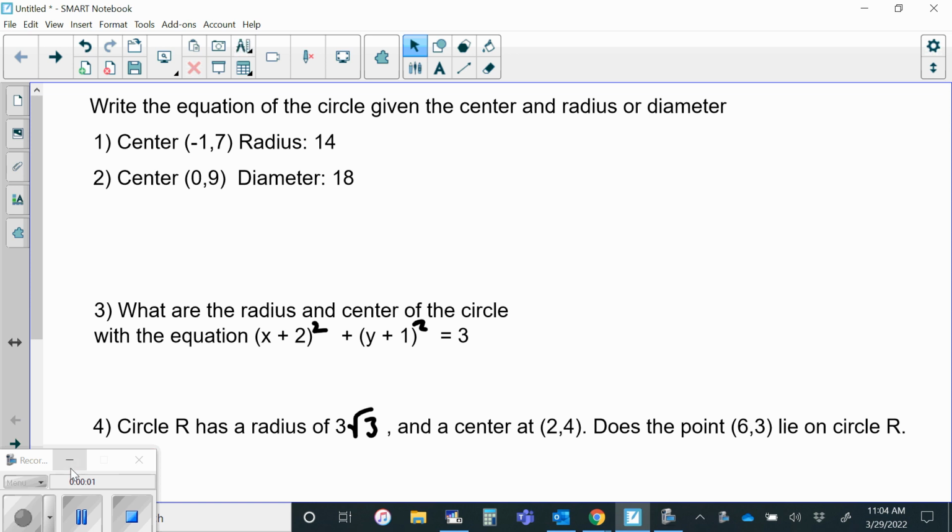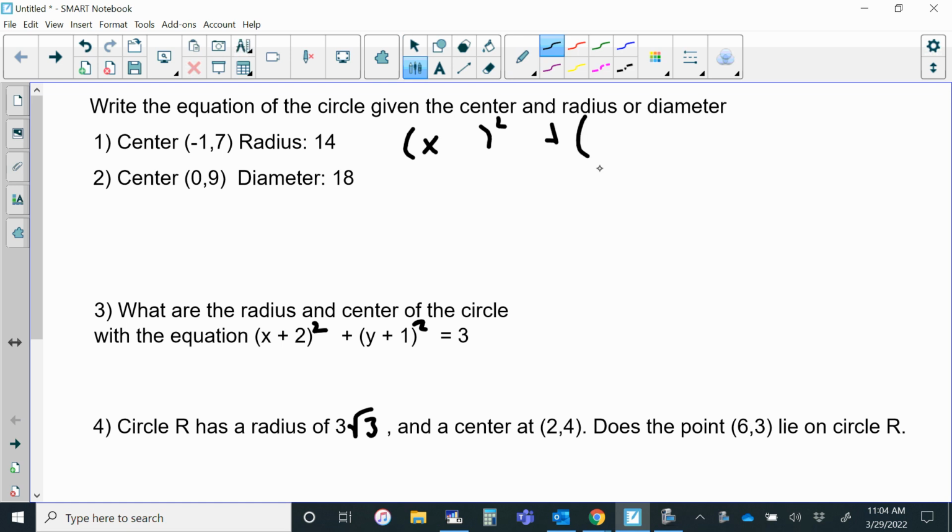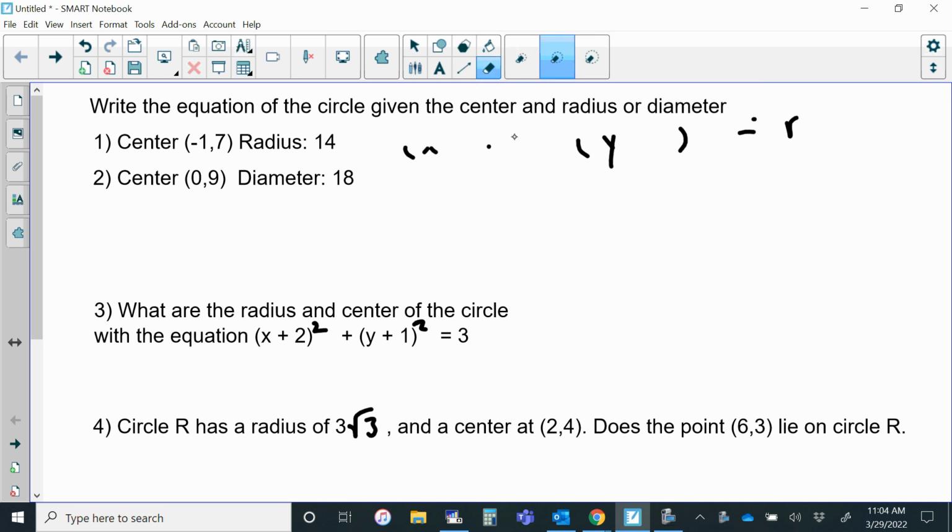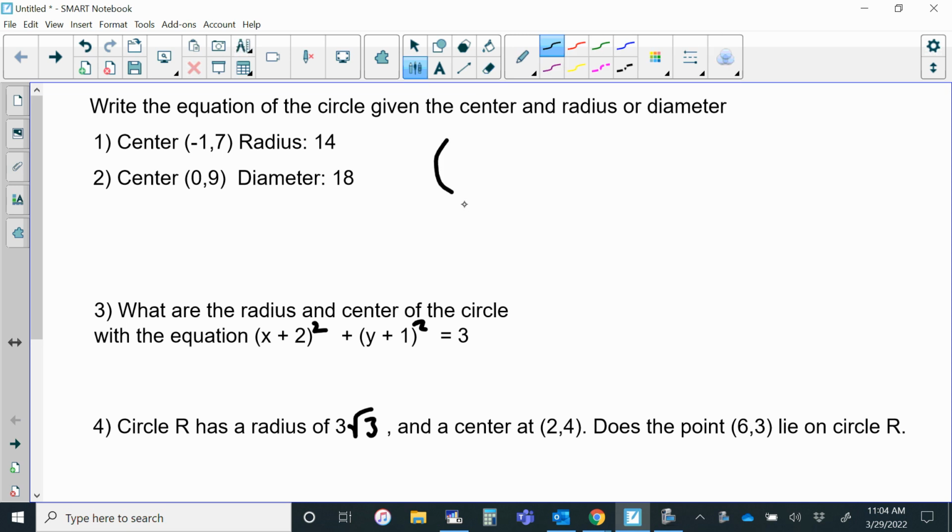All right, so from yesterday's lesson, we talked about the formula: x plus or minus something squared plus y plus or minus something squared equals the radius squared, right? So that's what we're plugging in here. So the first one is going to be x what? X plus 1, very good.